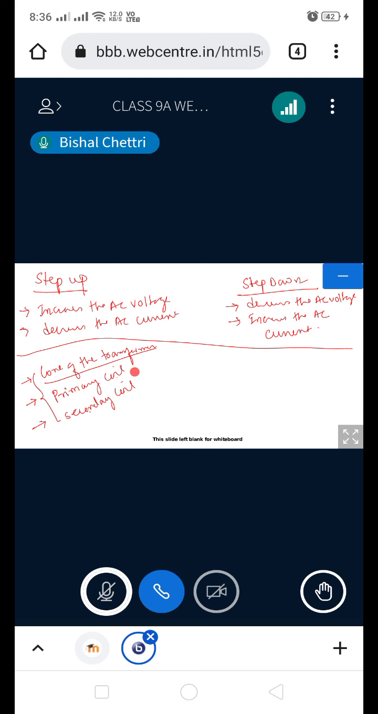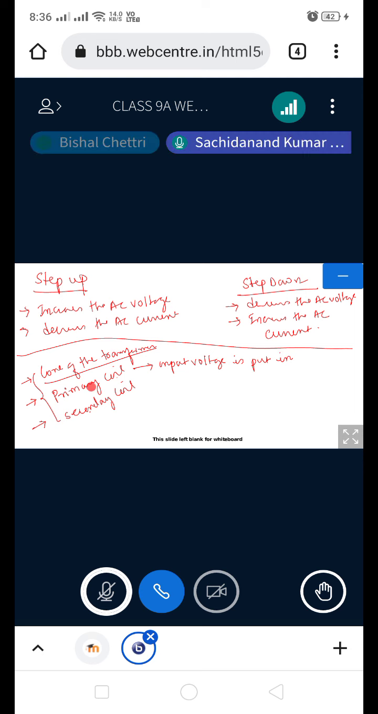Okay. Now, primary coil is the place where we put the voltage which has to be stepped up or stepped down. That means input voltage is put in which coil? Primary coil. Primary coil. So input voltage is put in the primary coil.